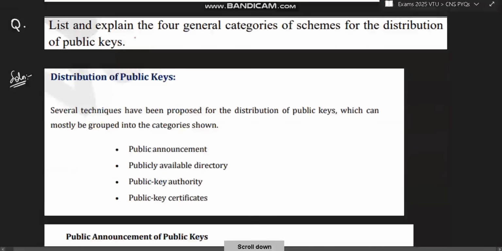Now, the next question is: explain the four general categories of schemes for distribution of public keys. Actually, there are four. We have just discussed the last two, which are the complicated ones. A separate question can also be asked, or they can ask you all four, in which case you have not explained that much depth. A little bit briefly you can explain.